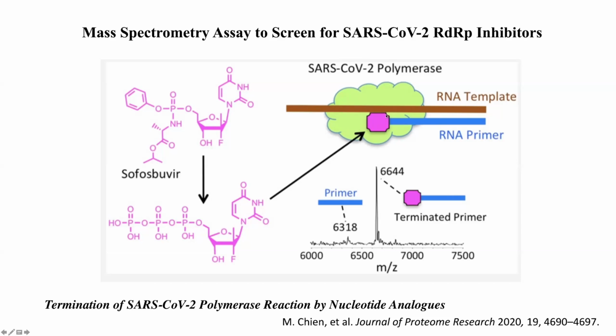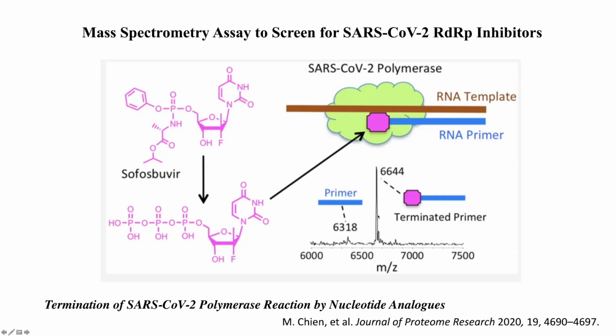At the beginning of the pandemic, we established a collaboration with Robert Kirchdorfer at University of Wisconsin Medicine. Then we developed this simple and powerful molecular assay, where you have a simple template and the RNA primer. Then we add the nucleoside triphosphate. For example, we identified that the triphosphate of sofosbuvir is actually a terminator of the SARS-CoV-2 polymerase.